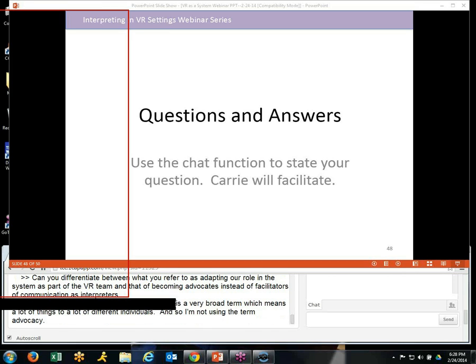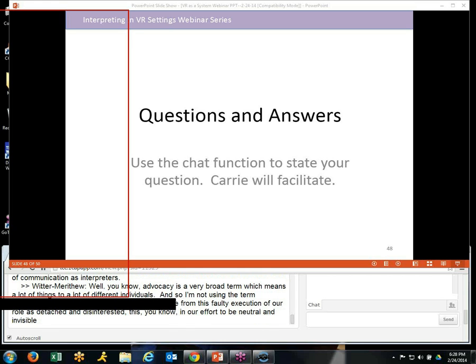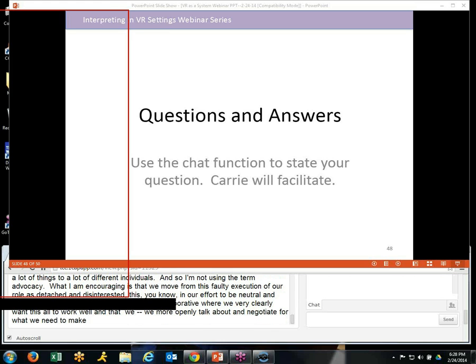What I am encouraging is that we move from this faulty execution of our role as detached and disinterested, in our effort to be neutral and invisible, to being engaged and attentive and collaborative, where we very clearly want this all to work well, and that we more openly talk about and negotiate for what we need to make the process even more effective.